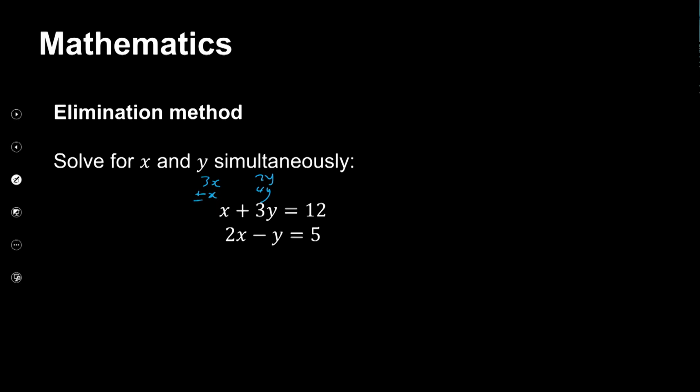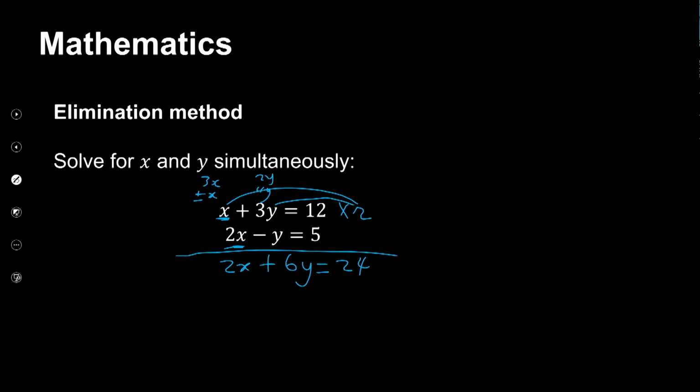To do that, it means this x here must be 2x, so that it will remain 2x. So I must multiply this by 2 in order to make that 2x. But remember, mathematically, what you do on one side, you must do with everything else to maintain the balance. So this will now be 2x plus 6y equals 24. So I multiplied it with that, and with this. And then this will be 2x minus y equals 5.